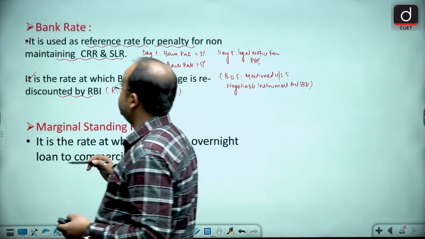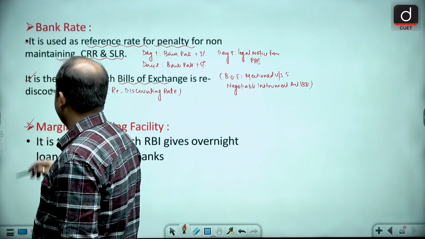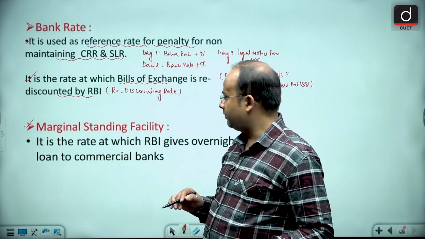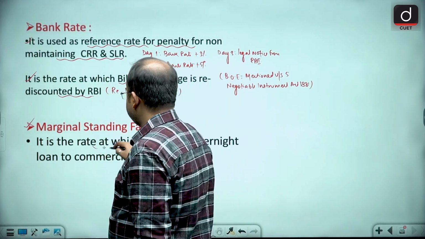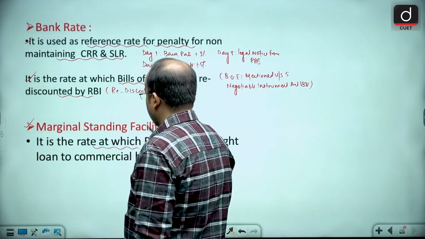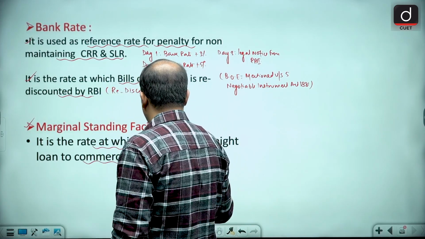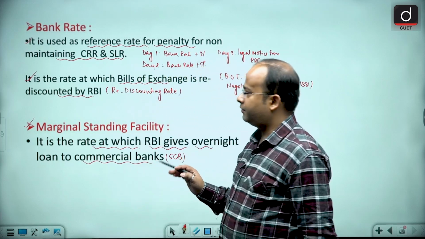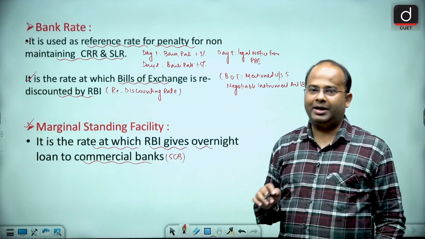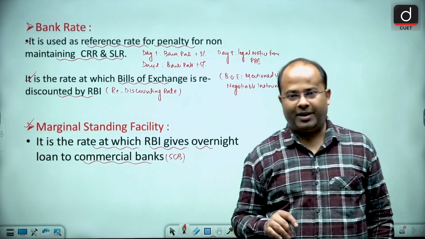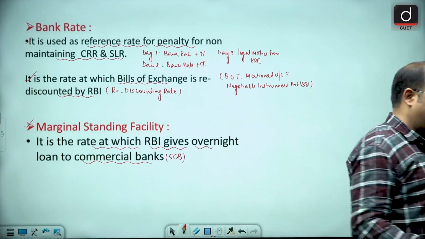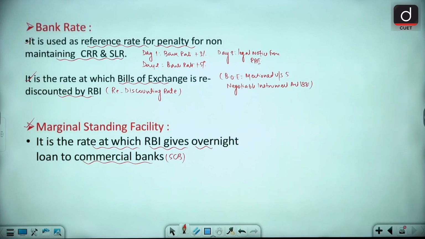Other than this, guys, next we have marginal standing facility. Marginal standing facility is the rate of interest at which RBI gives an overnight loan to the scheduled commercial bank. Overnight loan means just for a night.